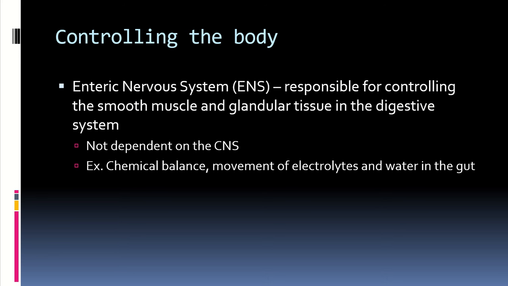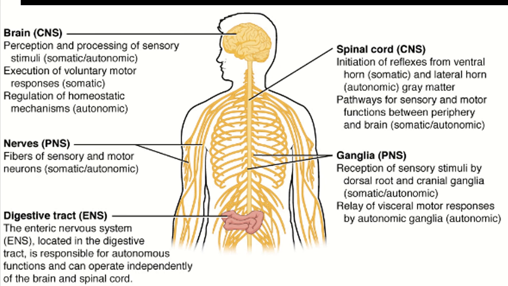And examples of what the enteric nervous system does is, say, receiving information of is there a proper chemical balance in parts of the body, or the movement of electrolytes, or, well, water in the gut. Essentially, peristalsis and the digestive system, that does have its own enteric nervous system, as opposed to being completely dependent on the central nervous system.